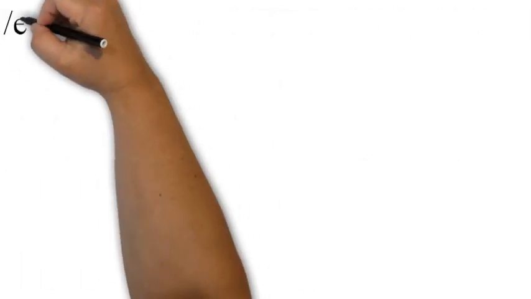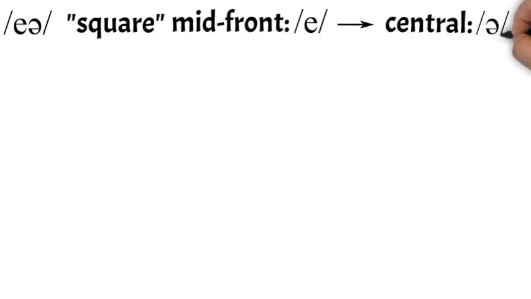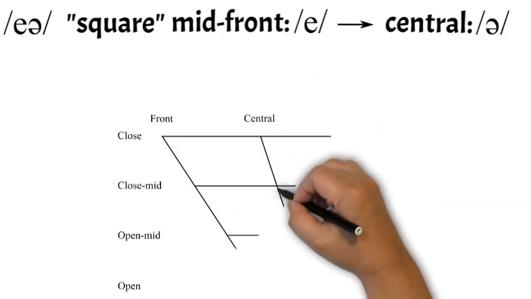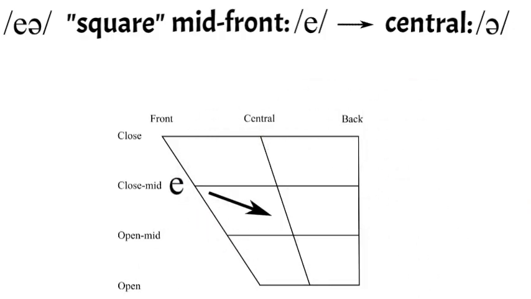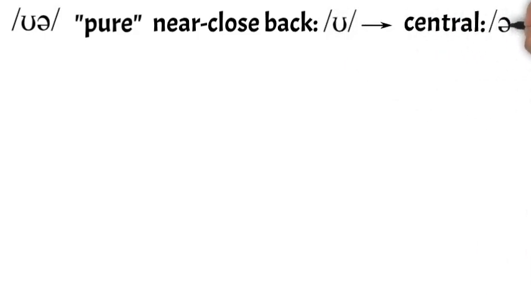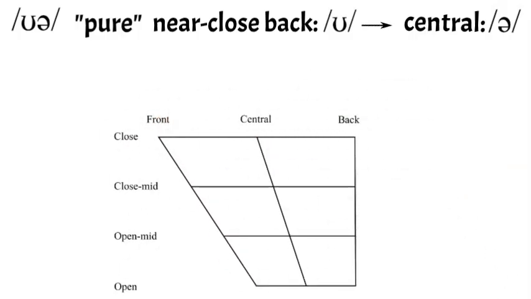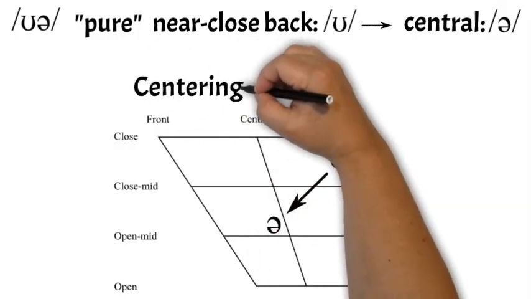The diphthong air, as in square, begins with the tongue at the mid-front air position and moves to the schwa position, air, as in square. The diphthong as in pure, the tongue starts in a near close back position of U and again shifts to the center of the mouth, the schwa, producing as in pure.